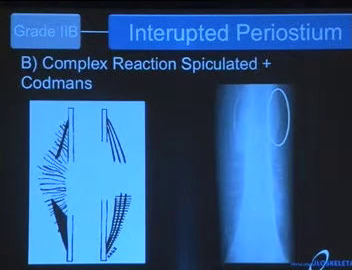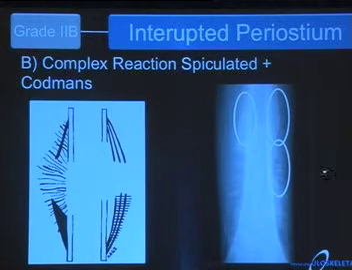Now, here's the grade 2B, which are complex reactions. You see more than one reaction here. You see a sunburst, a Codman's angle, a laminated approach. Whenever you see these complex periosteal reactions, more than one type, these are predominantly always going to be malignant tumors.